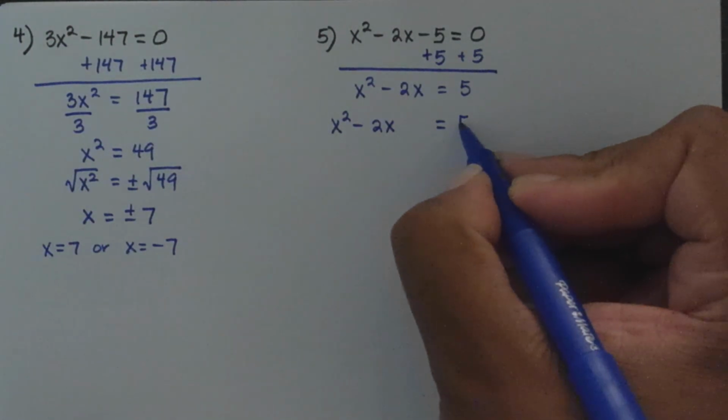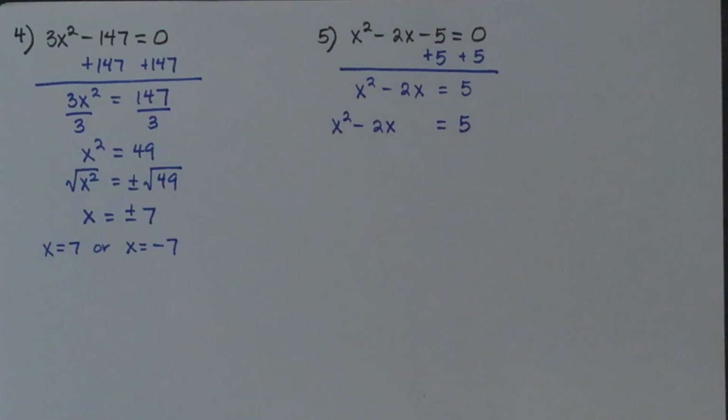Now we're going to complete the square. The way we complete the square is this: you always take 1/2 the coefficient of x and then square it. And whatever you get for that, you're going to add that constant to both sides of this equation.